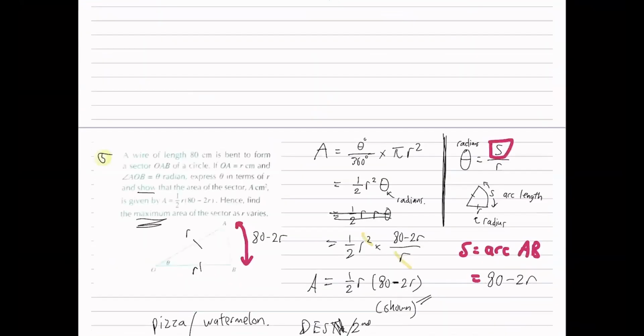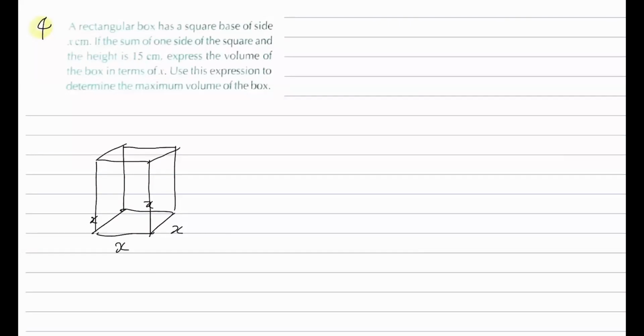Okay, let's go. So question 4, a rectangular box has a square base of side x cm. So again, another square base x. Wow, this one is not very nice. Let me try and draw it nicely. Okay, a bit nicer. Square base x cm. If the sum of one side of the square and the height is 15 cm, where's height? I cannot see height. Then I label myself. Come up with your own label, H.